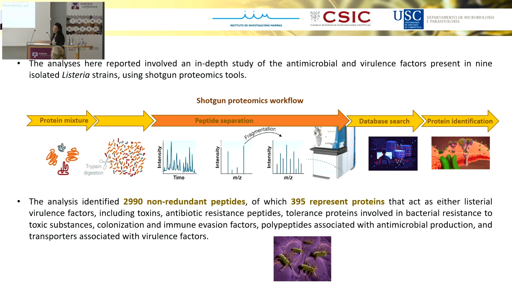And as a summary, the analysis that we report involved an in-depth study of the antimicrobial and virulence factors present in 9 isolated Listeria strains using shotgun proteomic tools, with the proteomic isolation, the peptide separation, and the database search with the final protein identification. The analysis identified 2,919 non-redundant peptides, of which 395 represent proteins that are Listeria virulence factors, including toxins, antibiotic resistance peptides, and other proteins involved in colonization and immune evasion, among others that I told you before.